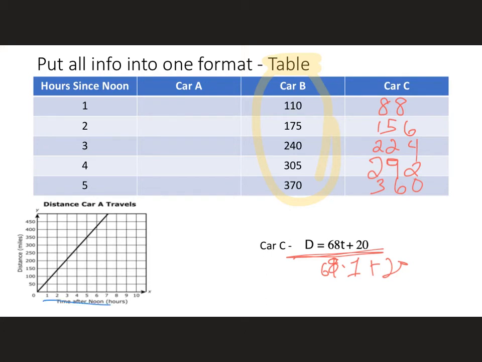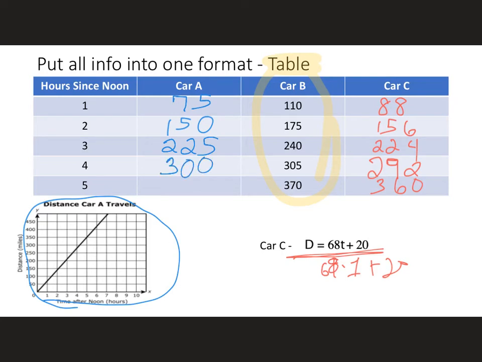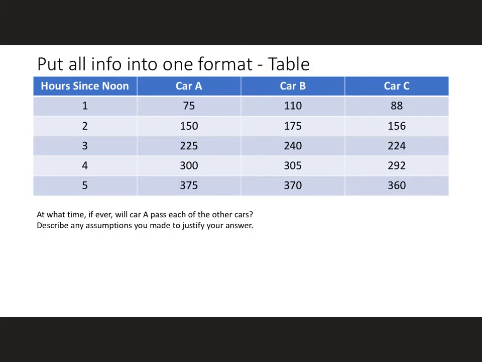Car A, I have this lovely graph. And it's not super easy to read, but I can see at certain times it's easy. At 2, it looks like I'm at 150. So if I'm at 150 for 2, then I can say that at 1, I was at 75. So at 3, I'm at 225. At 4, I'm at 300. And at 5, I'm at 375. So, now that I have them all in one format, I can move on to comparing them.